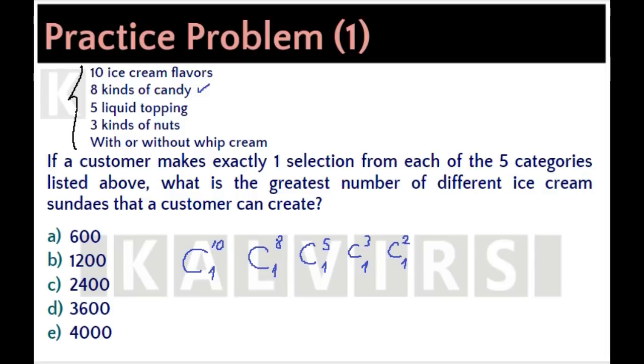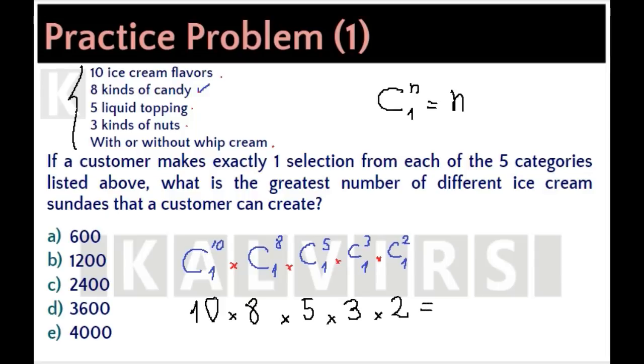Finally, we're going to apply the product rule, since each kind of ingredient is a single task. Do not forget that. And combinations of n objects, if you're choosing just one of them, equals n. Therefore, 10 times 8 times 5 times 3 times 2. 5 times 2, 10. 8 times 3, 24. So we get 24 times 10 times 10, 2,400. Choice C is correct.